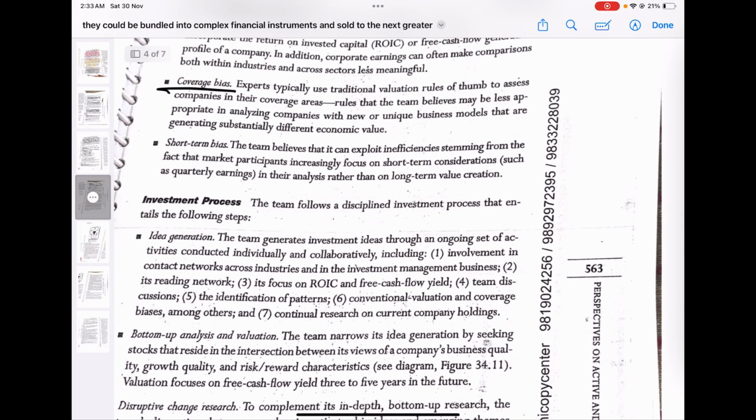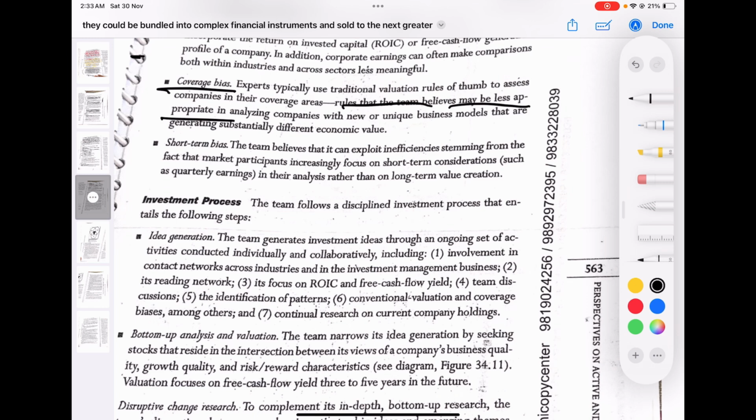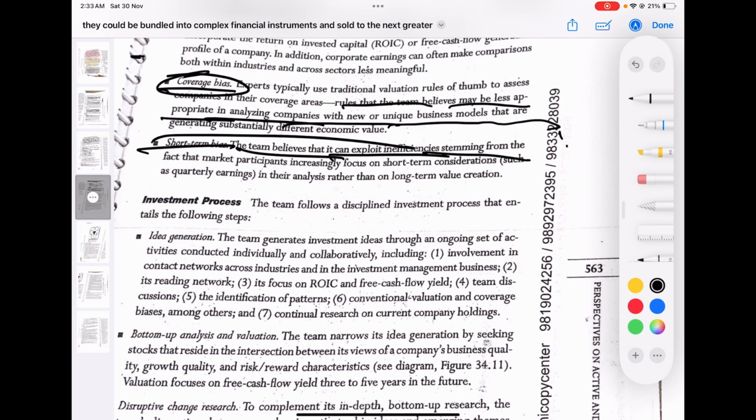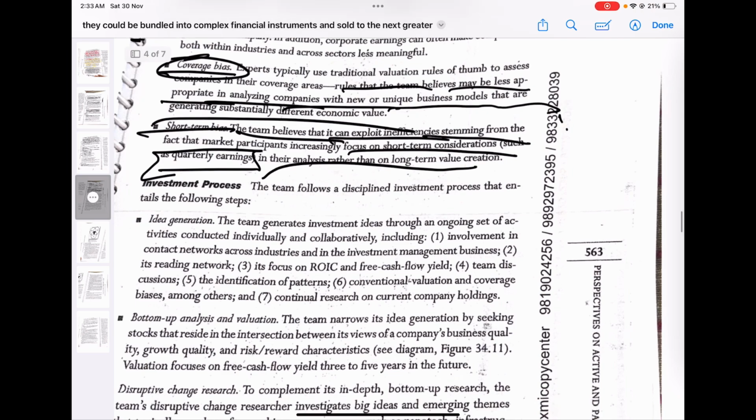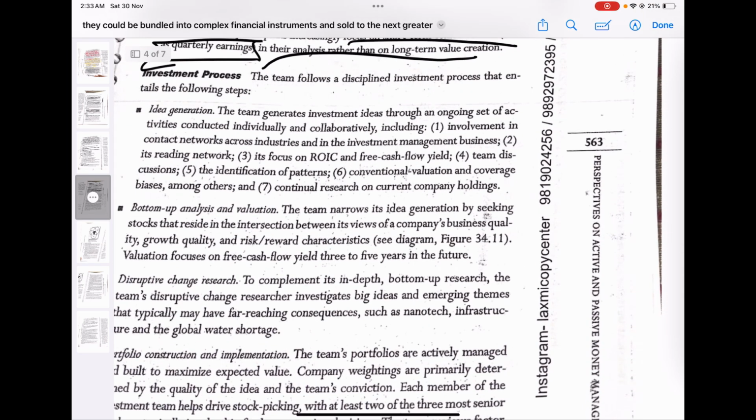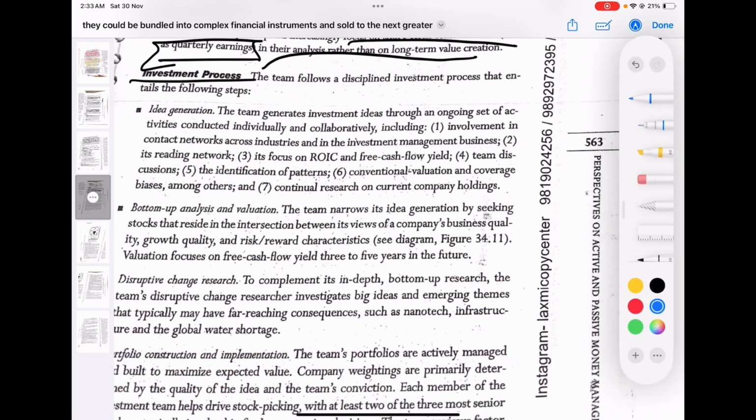And then we have coverage bias. So experts use traditional valuation rules of thumb to assess companies in their coverage areas, rules that the team believes may be less appropriate in analyzing companies with new or unique business models. So coverage again, like we saw, recapitalizations, entering into new businesses. Short term bias: the team believes that it can exploit inefficiencies stemming from short term considerations. So obviously when you have stuff like quarterly earnings and everything, that also should be in your analysis and not just long term things. Now let's start with the investment process and check that out.